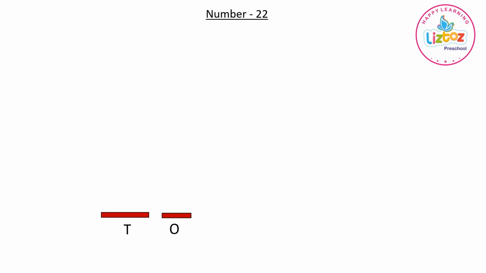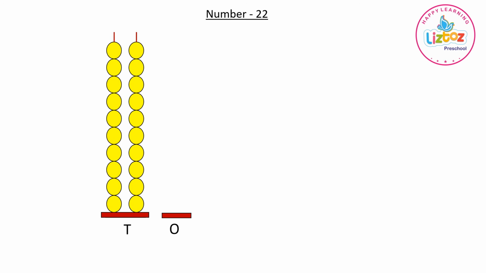Now in tens place, let us watch how many are there. 1, 2. Okay. In tens place, 2 tens are there. In ones place, 1, 2. So 2 tens and 2 ones is 22. Okay?